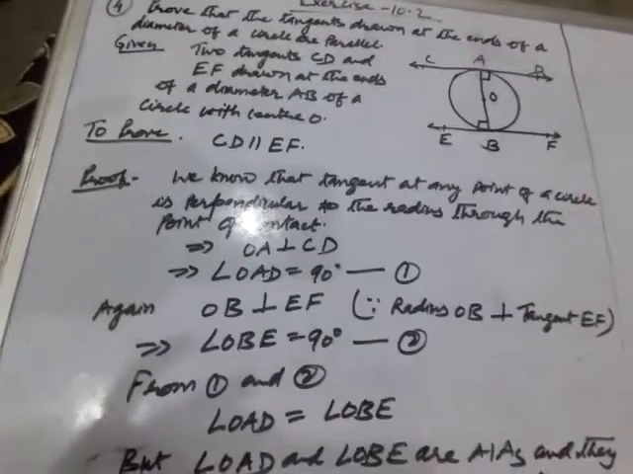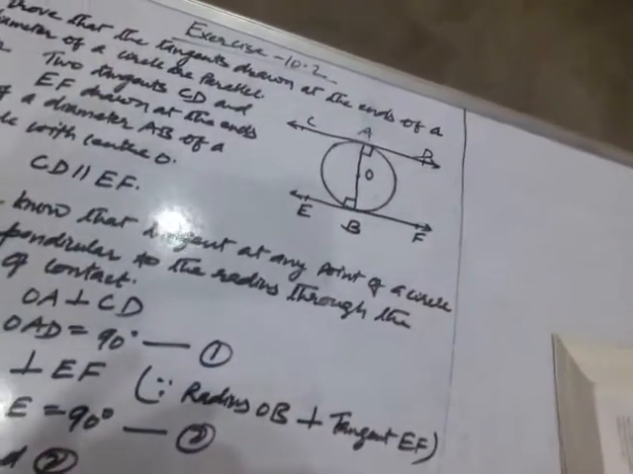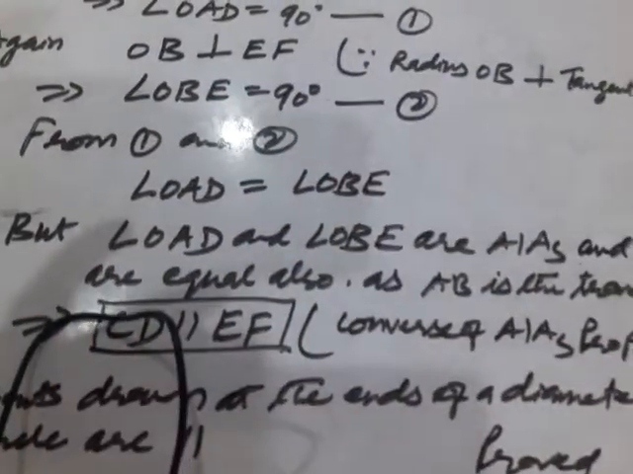Okay, children. So see, we have seen a very nice question, which is very important, question number 4 of exercise 10.2. Now let us move to the next question. What is the next question, children? Let us see. The next question is, children, keep writing.